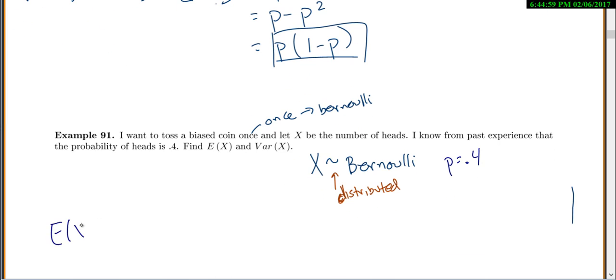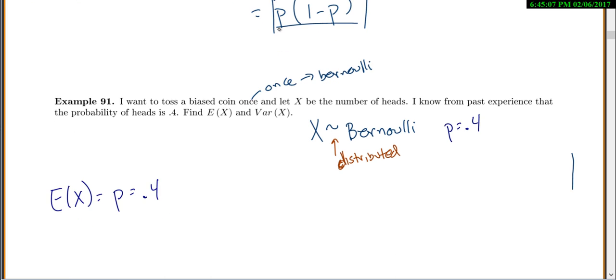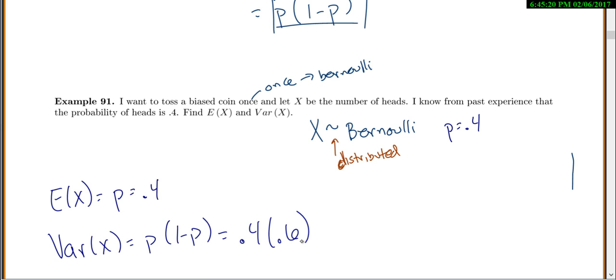So the expected value of x for a Bernoulli is just always equal to p, which in our case is 0.4. So super easy to find that expected value. And the variance of x is equal to p times 1 minus p. So in our case, it'll be 0.4 times, let's see, 1 minus 0.4 is 0.6, so we get 0.24. So there's our variance and our expected value.